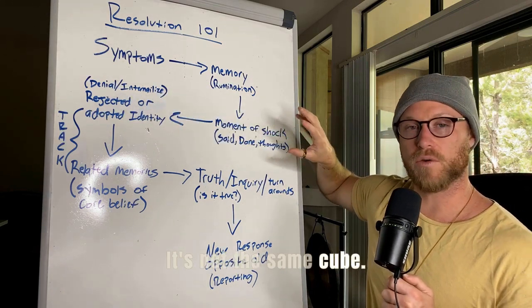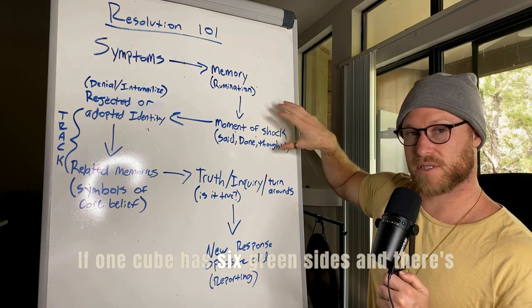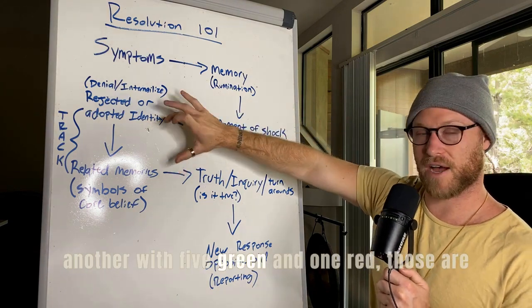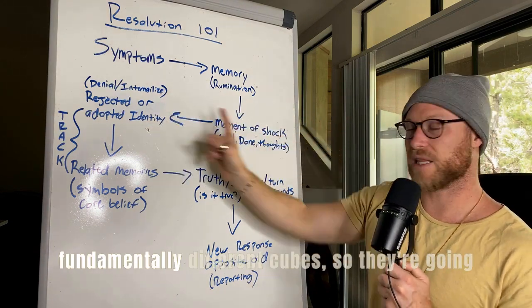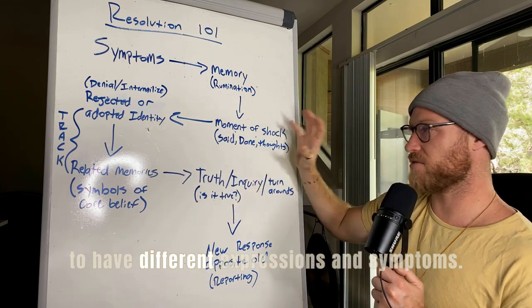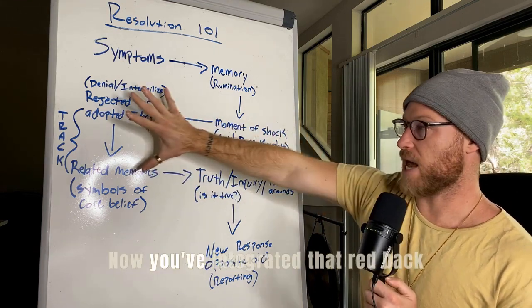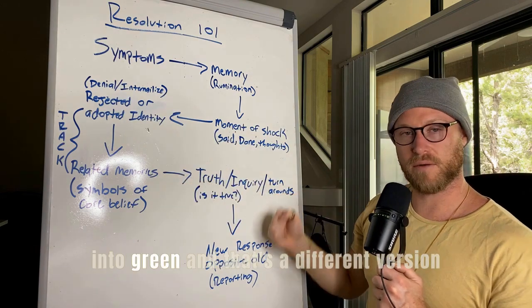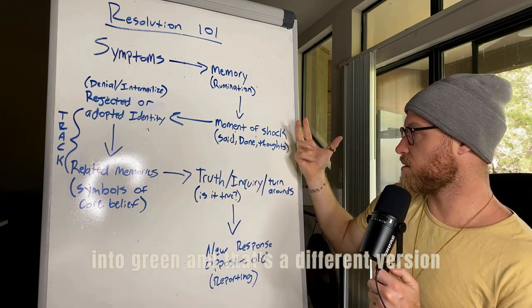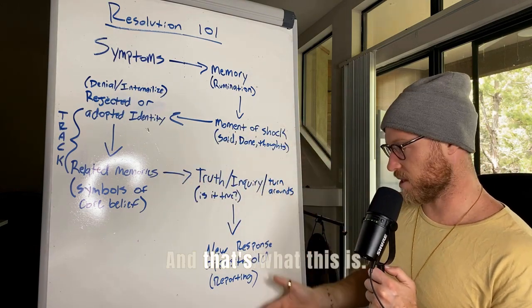It's not the same cube. If one cube has 6 green sides and there's another with 5 green and 1 red, those are fundamentally different cubes. So they're going to have different expressions and symptoms. Now you've integrated that red back into green, and that's a different version of you with different symptoms. And that's what this is.